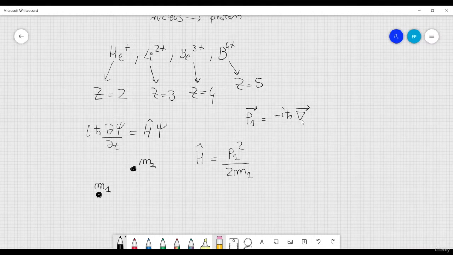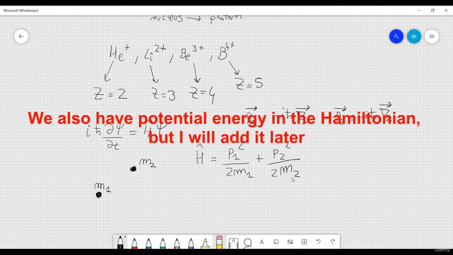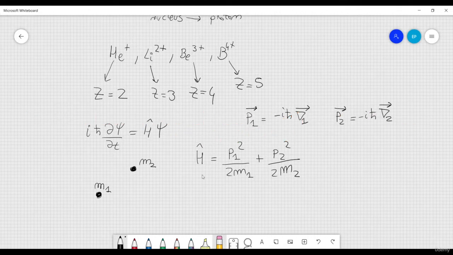And maybe I could put a subscript 1 here, because this gradient is to be computed with respect to the coordinates of the first particle, whereas the momentum of the second particle is to be computed with respect to the coordinates of the second particle. And of course here we have P2 squared divided by 2m2, just like this. Now let's reason classically first. I will not consider these expressions here at the moment.